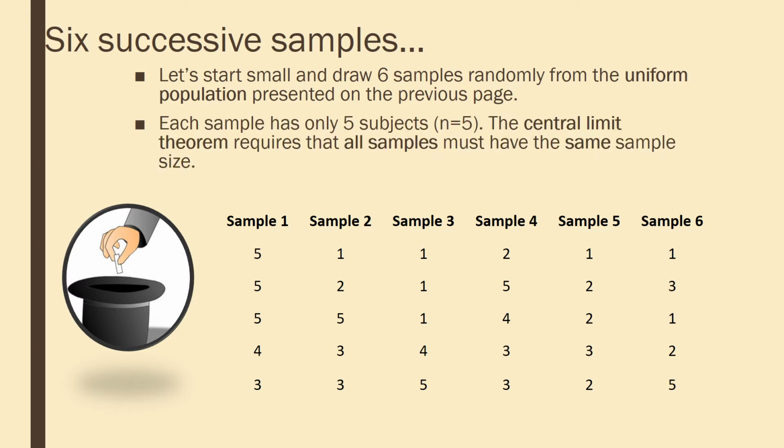And each sample has 5 subjects, so their sample size, or n, equals 5. The central limit theorem requires that all samples must have the same sample size. So in summary, we're going to have 6 samples, each with n equals 5.